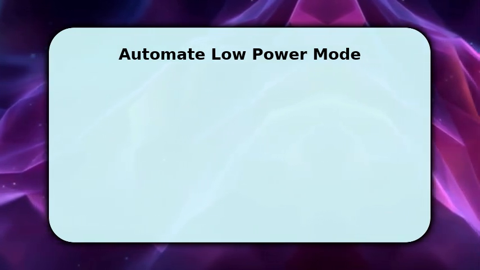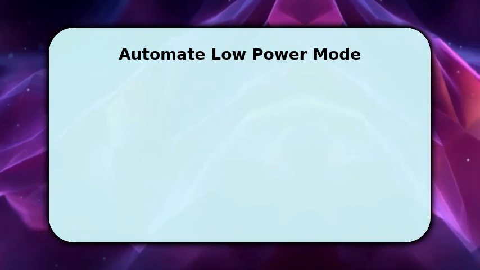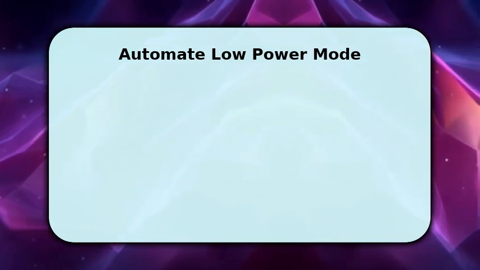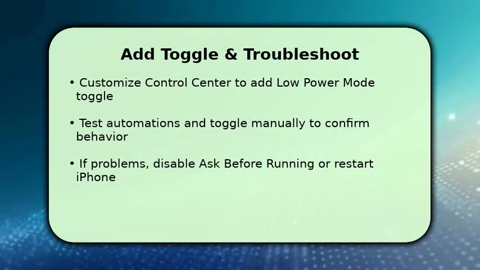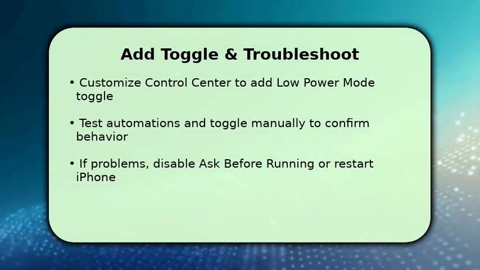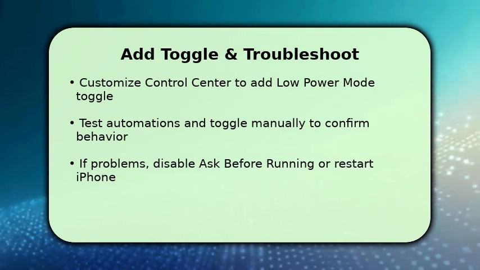Make sure to test both automations. This approach keeps your phone in optimal power states without you thinking about it and prevents constant manual toggling. Finish by adding Low Power Mode to Control Center for one-tap access. Settings, Control Center, add Low Power Mode.